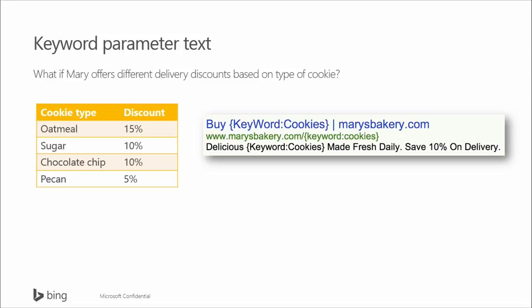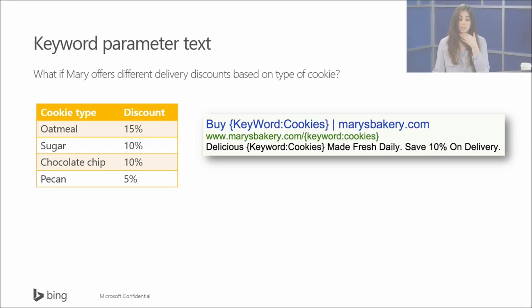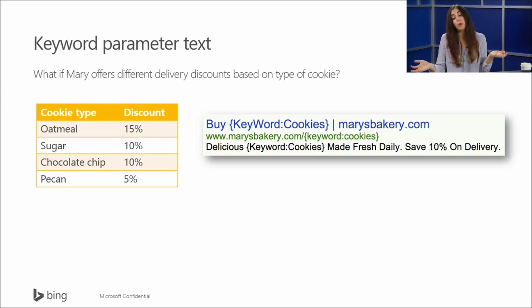So if we're looking at this, oatmeal has a 15% discount, sugar and chocolate chip have 10, and pecan has a 5% discount. Now, looking back at her ad, it says save 10%. So if we keep this ad as is, and it triggers for oatmeal or pecan, the ad's going to be incorrect. If I am a person who clicked from oatmeal and I'm promised a 10% discount and I see 15, okay, I'll probably be excited. But if I'm a pecan searcher and you promised me in your ad 10%, and I only see 5% when I get to the site, I'm probably going to be upset with you.